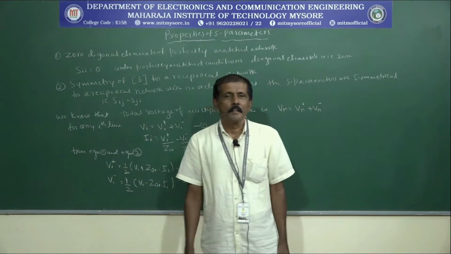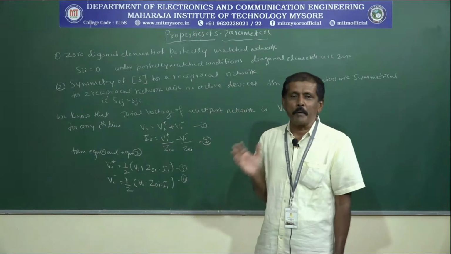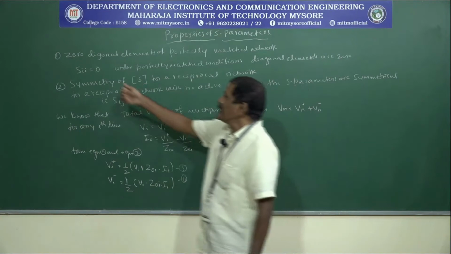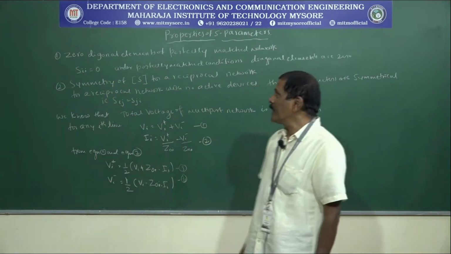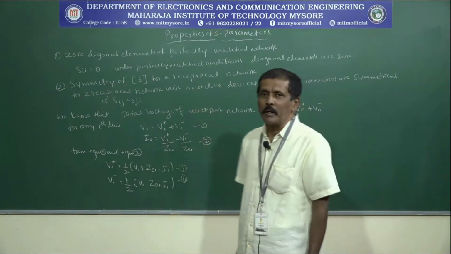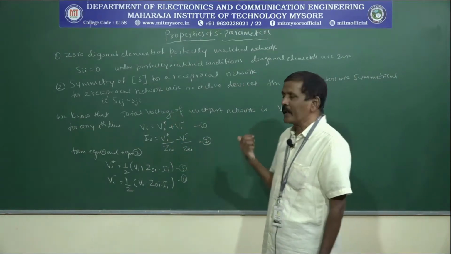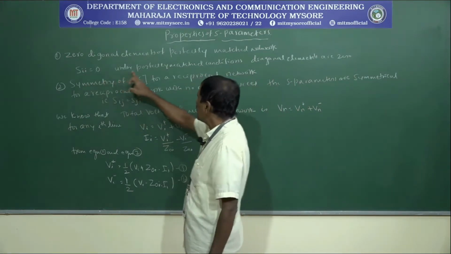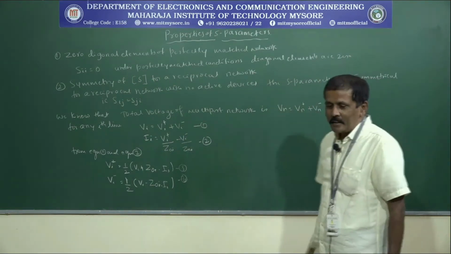It says that if your network is perfectly matched, that is to say if the load impedance is equal to the characteristic impedance, then Sii is equal to 0, where i and i are nothing but the port numbers. If I take i is 1, then S11. If I take i equal to 2, it is S22. If I take i equal to 3, S33, like this. That is Sii equal to 0 under perfectly matched conditions, then the diagonal elements are 0.